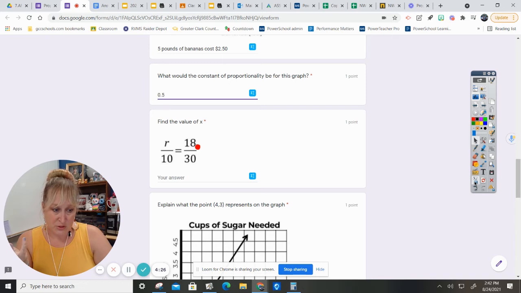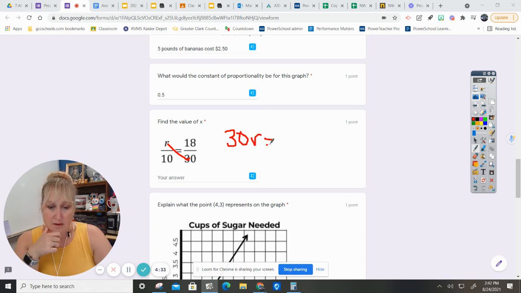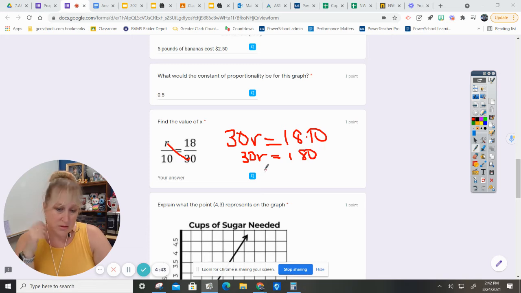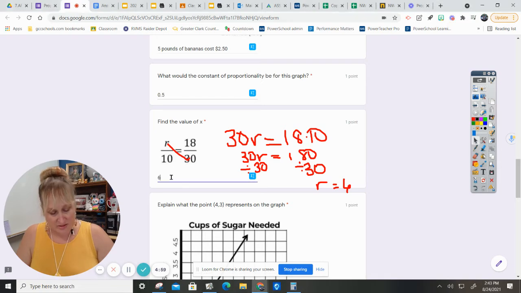Okay, this is back to more practice with cross multiplication. So I'm putting 30R on one side, and I'm putting 18 times 10 on the other side. 30R equals 180. And now I have to isolate that variable by using that inverse operation and moving the 30 to the other side. That means R equals 6. So I'm going to type in my answer as 6.